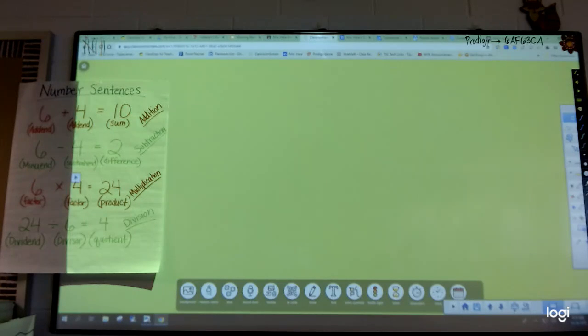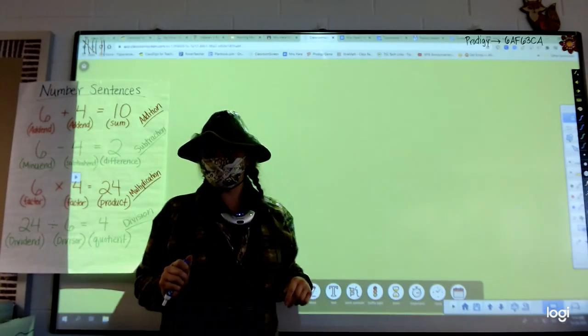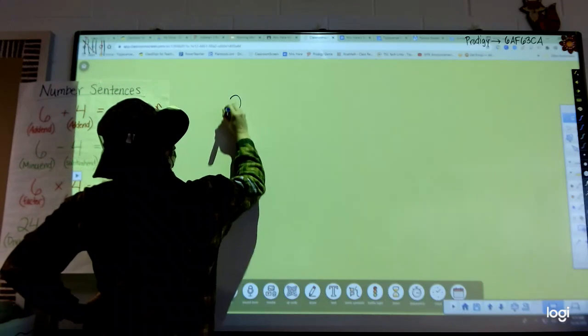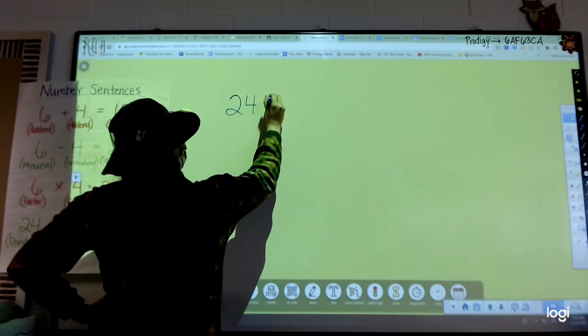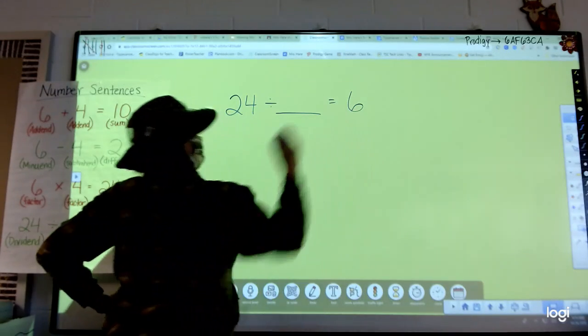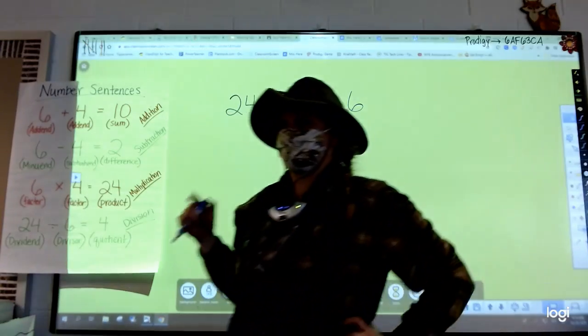Okay, we are practicing a little bit of what you worked on yesterday. Yesterday you had some problems where you had to think backwards a bit. So let's review some of these. If I have 24 divided by blank equals 6, someone tell me, how do you think through solving that problem?